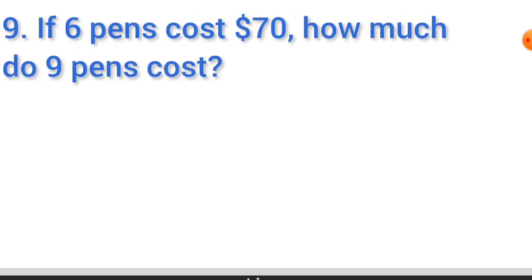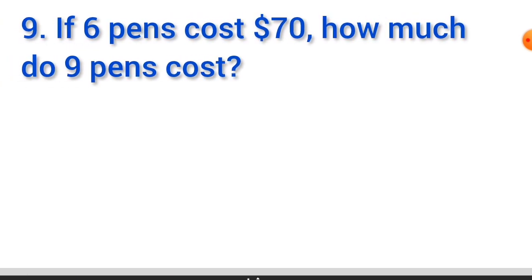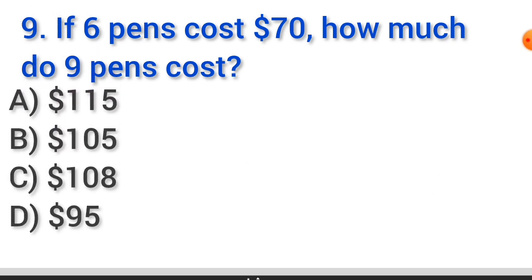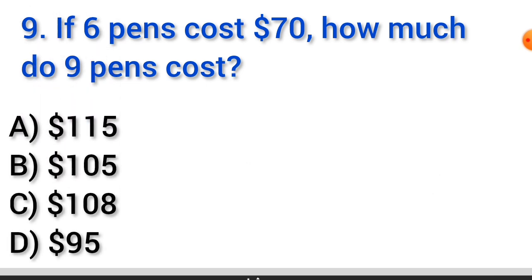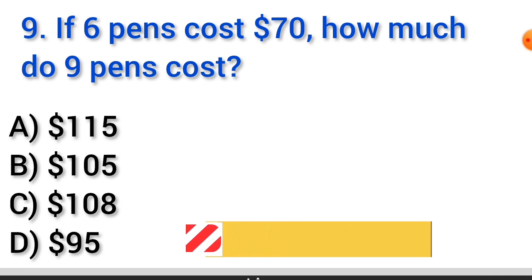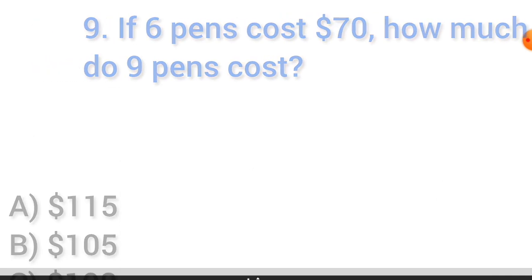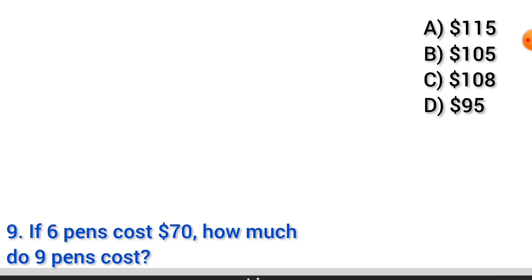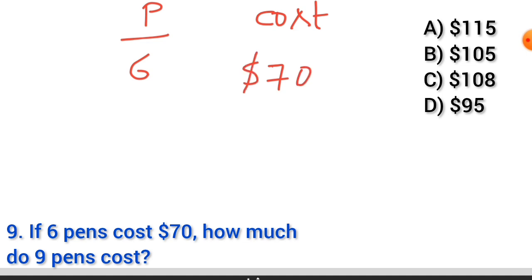If 6 pens cost $70, how much do 9 pens cost? Options: $115, $105, $108, $95. The correct option is $105. Let's see the solution. The given 6 pens cost $70. So 6, these are the pens, these are the cost. For the 6 pens, how many dollars? $70. For 6 pens, $70 means for 1 pen, you have to do 70 divided by 6.